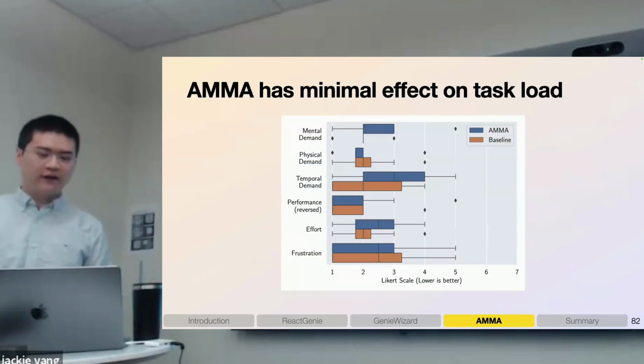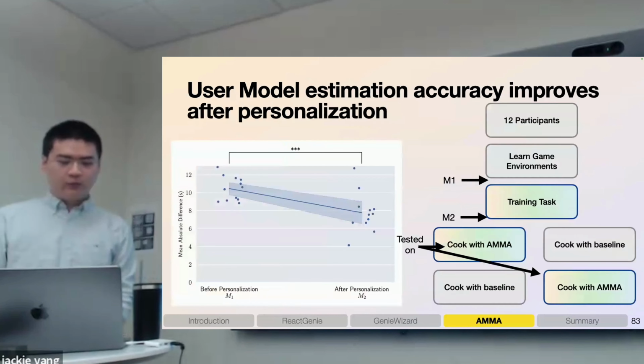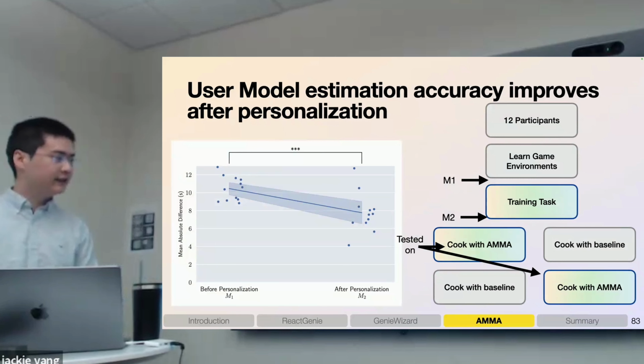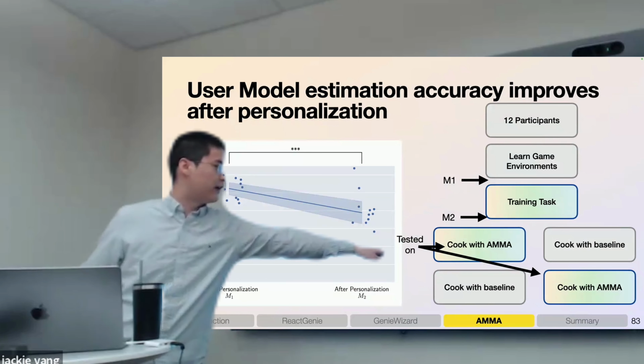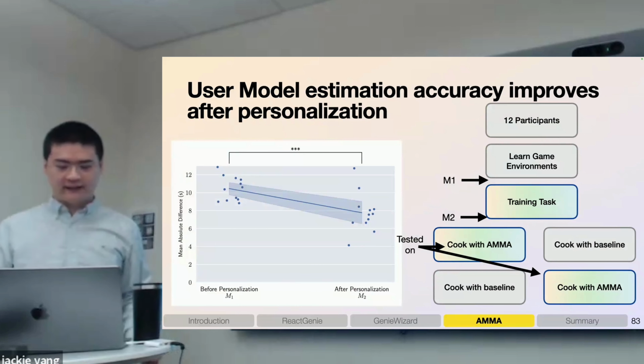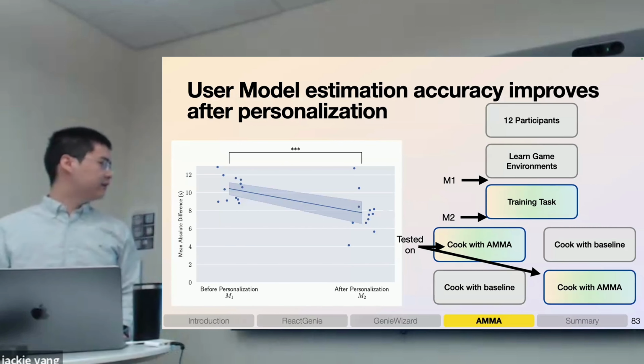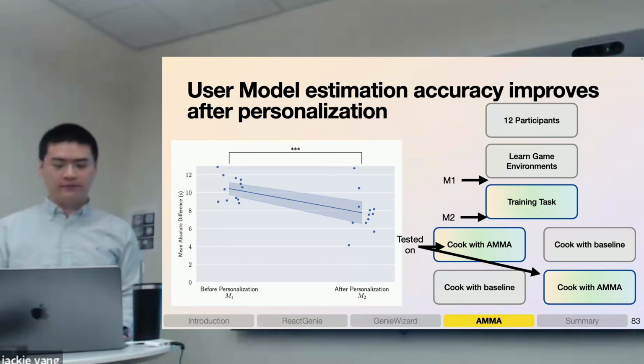We find AMA has minimal effect on task load, and we hypothesize AMA's performance advantage comes from the user model's ability to more accurately predict individual performance. To test this, we compare the user model's accuracy before and after the training task. And then we use the final cooking session as a test set. And we did observe a significant reduction in user model errors.